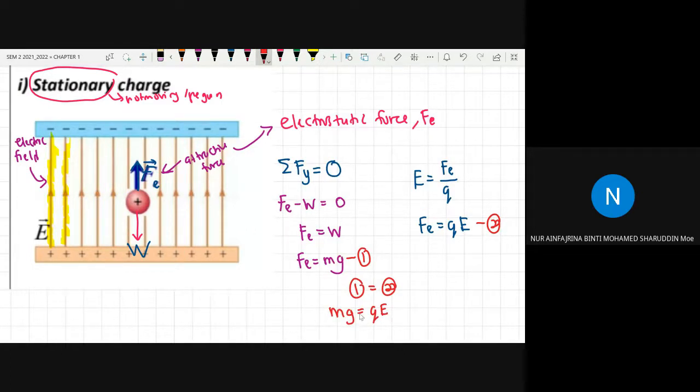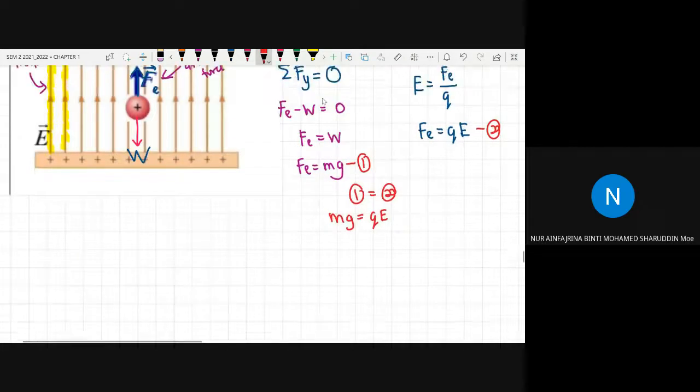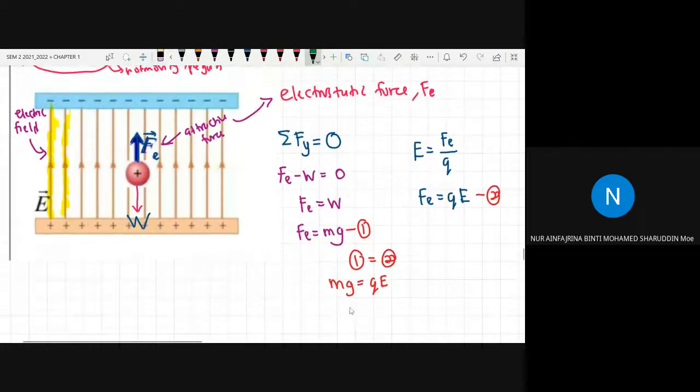And from here, depends on the question. Sama ada dia minta E or dia minta Q is up to you. So you rearrange lah dengan apa yang dia minta. So kat sini akan jadi Q equals to mg over E, or E equals to mg over Q. It's up to the question. So dia boleh minta weight juga. So dia boleh minta mass. So it's up to the question.